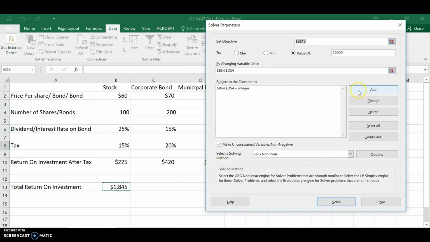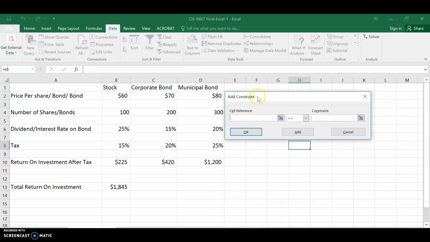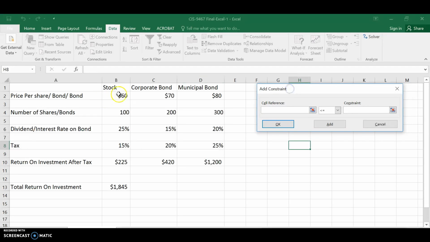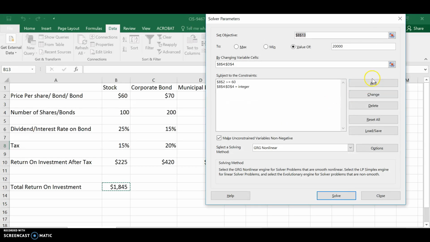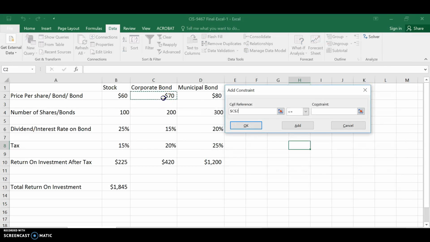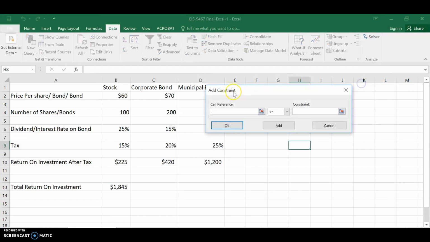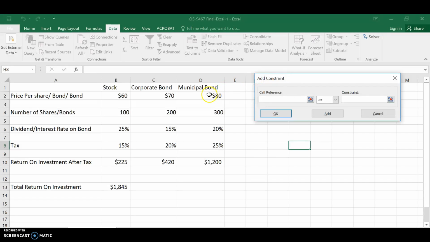Then I wanted to set another constraint, and the constraint will be the stock price. I wanted to make it at least $60. And then I wanted to set another constraint, which will be the corporate bond price, which I wanted to make at least $70. And the third, I will be adding another one, which is the municipal bond, which will be at least $80 price.